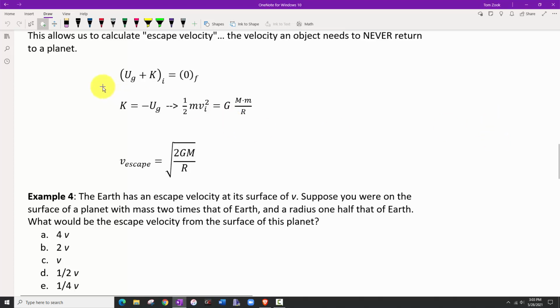Now, for the escape velocity, we want to figure out if we've got some potential energy at a location and the kinetic energy. What if we had so much kinetic energy that when the object went flying away, it never came back? That as it moved further and further away from the surface of the planet.